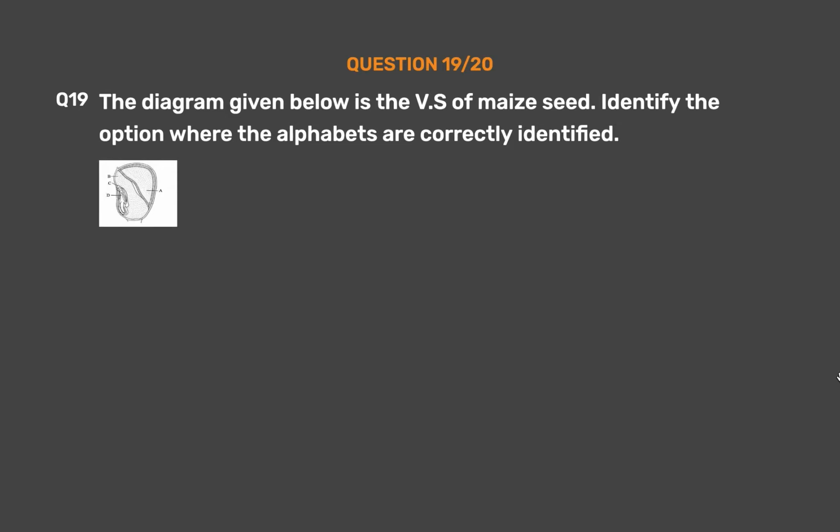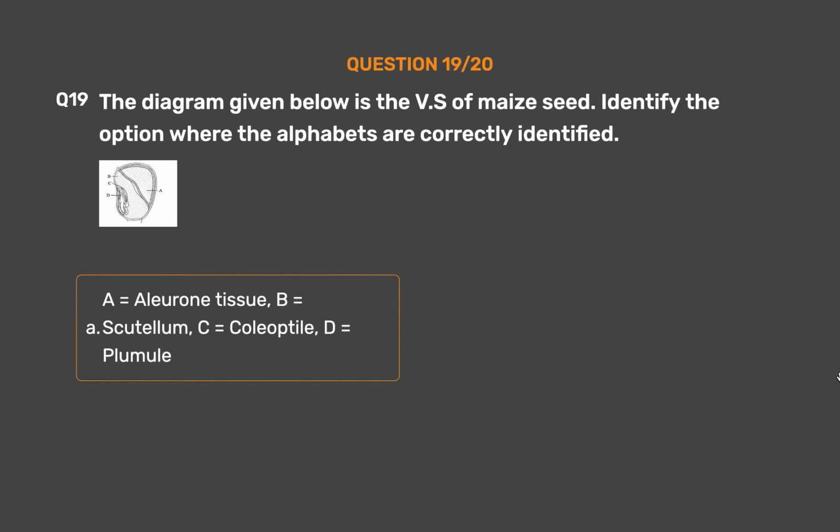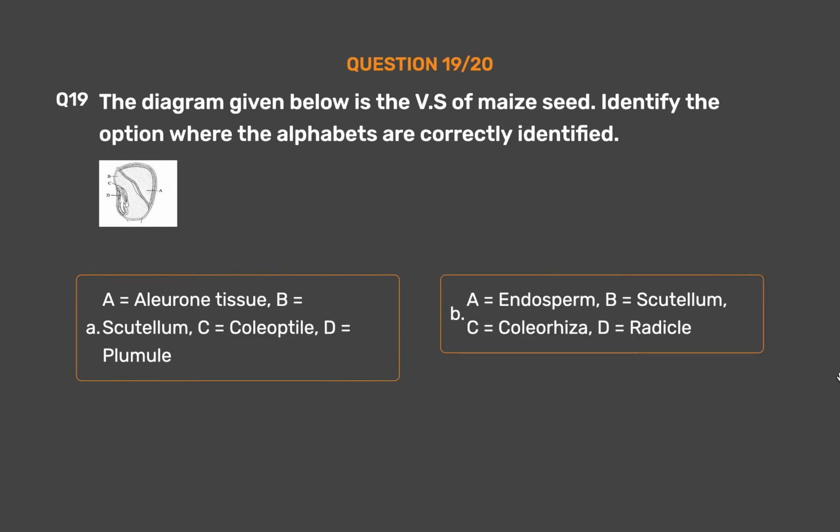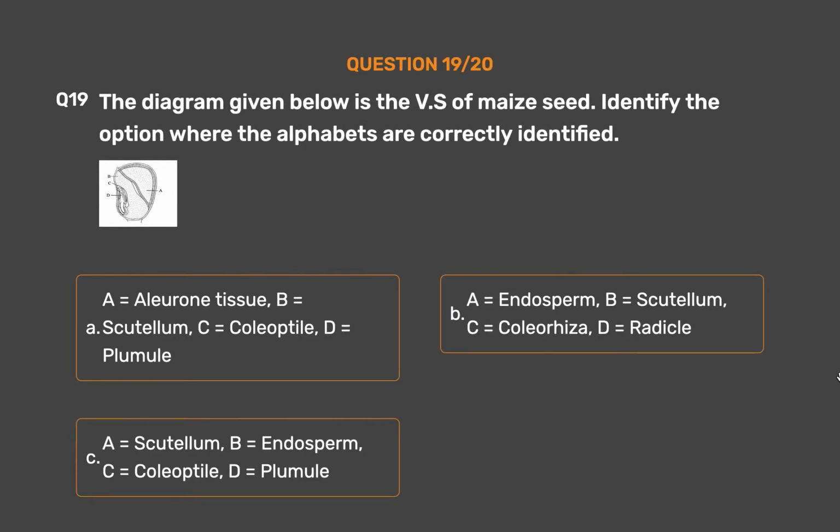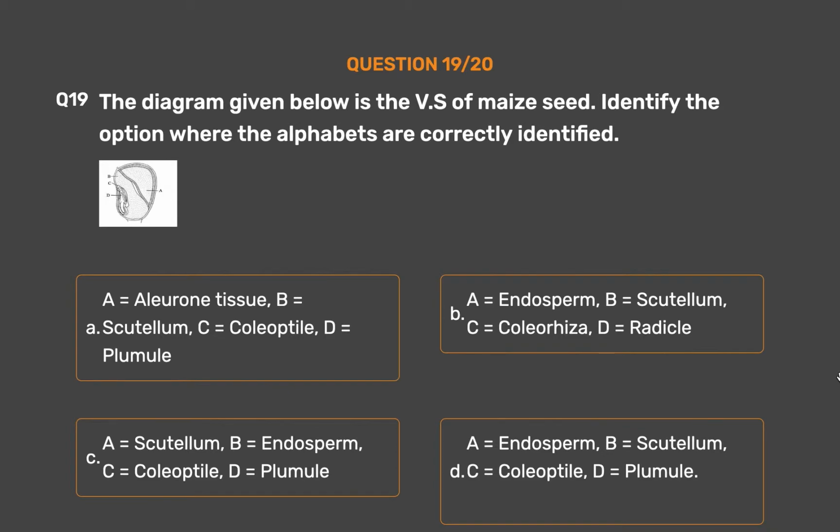Question number 19. The diagram given below is the VS of maize seed. Identify the option where the alphabets are correctly identified. Option A. A equals aleurone tissue, B equals scutellum, C equals coleoptile, D equals plumule. Option B. A equals endosperm, B equals scutellum, C equals coleorhiza, D equals radicle. Option C. A equals scutellum, B equals endosperm, C equals coleoptile, D equals plumule. Option D. A equals endosperm, B equals scutellum, C equals coleoptile, D equals plumule.